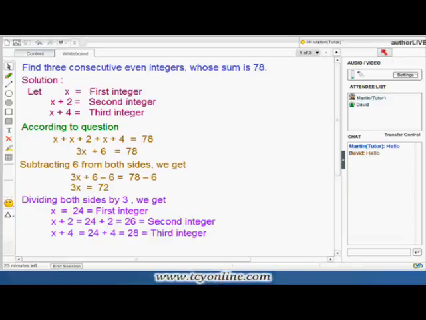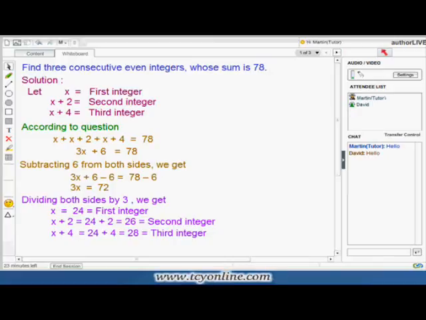Now according to the question, the sum of three integers is equal to 78. So we can say that x plus x plus 2 plus x plus 4 is equal to 78, which means 3x plus 6 is equal to 78. Now on subtracting 6 from both the sides, we get 3x is equal to 72. To find the value of x, we divide both the sides by 3. Therefore, x is equal to 72 divided by 3, which gives us 24.